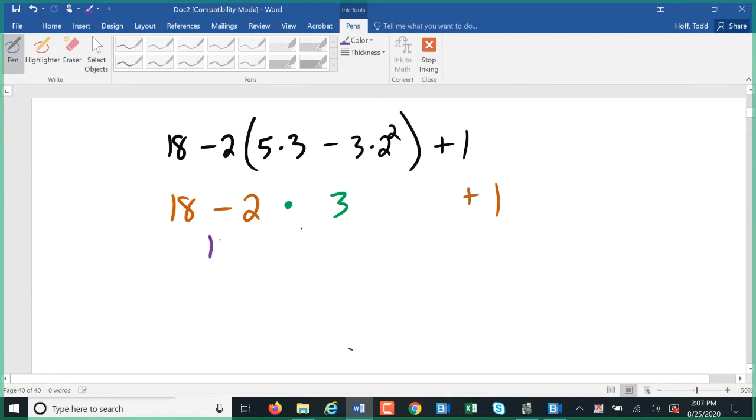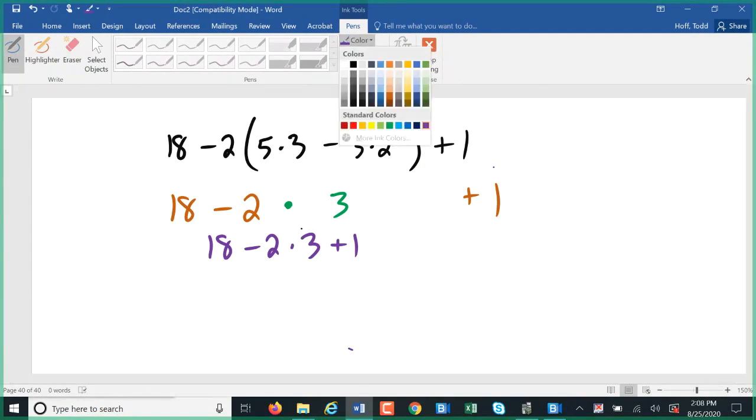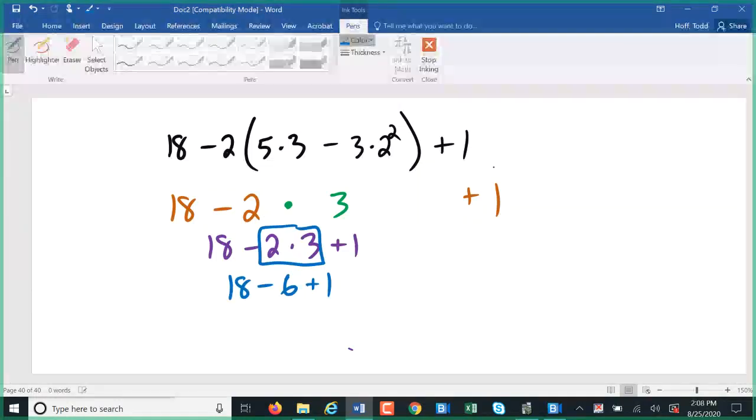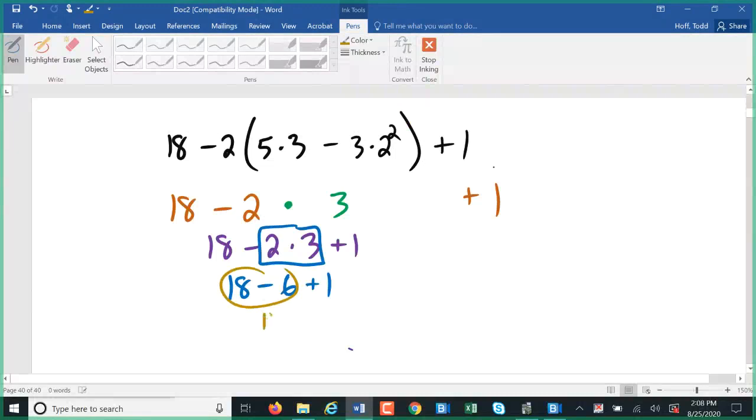And now I'm going to rewrite this just because it's getting a little spread out. Next, there's no more enclosing symbols, no more exponents. So I have multiplication. 2 times 3 is 6. 18 minus 6 is 12. Excuse me, and 12 plus 1 is 13. Not so bad?